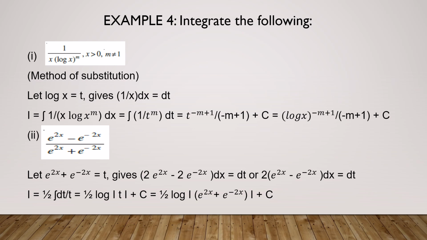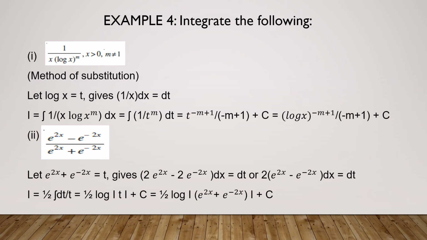Take the derivative on both the sides. E raised to 2x, derivative is 2 e raised to 2x. Similarly, e raised to minus 2x, derivative is minus 2 e raised to minus 2x. Taking out 2 common, you can see that you will be directly getting the numerator. So if you want the numerator, just divide by 2.